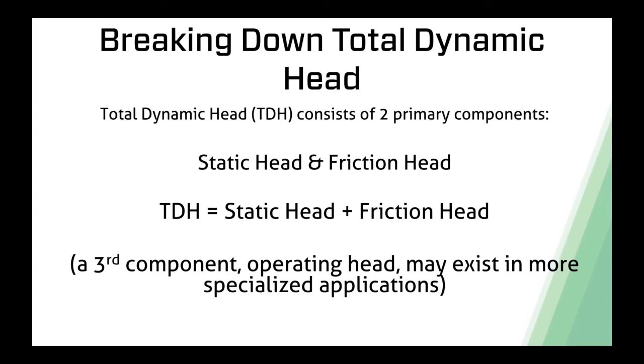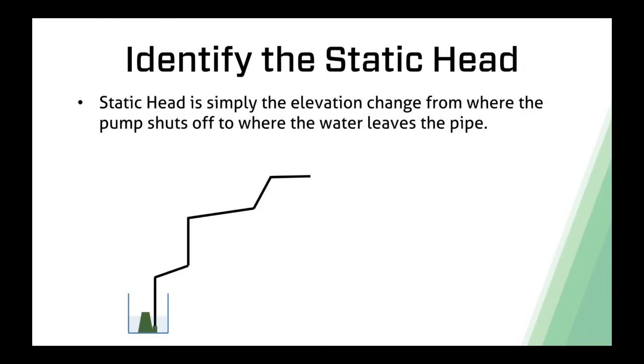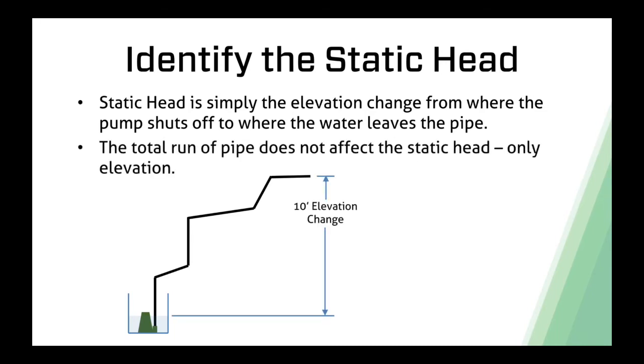The vast majority of pumping applications, if it's going to be a sump or a sewage pump, are generally not going to have operating head. They're going to just have static head and friction head. Static head is the first of those two components, and it's a very easy thing to understand. Static head is really just the elevation change from the water level in your basin up to where the water leaves the pipe. So we have a little image on the screen there. In that application, if the elevation difference between the water level and where your water leaves the pipe is 10 feet, 10 feet is going to be your static head.